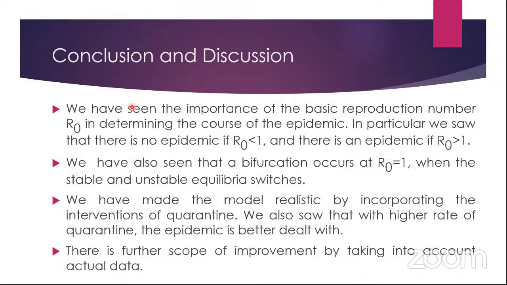So, coming to the conclusion and discussion, we have seen the importance of the basic reproduction number R0 in determining the course of the epidemic. In particular, we saw that there is no epidemic if R0 is less than 1, and there is an epidemic if R0 is greater than 1. We have also seen that a bifurcation occurs at R0 equal to 1, where the stable and unstable equilibria switch.